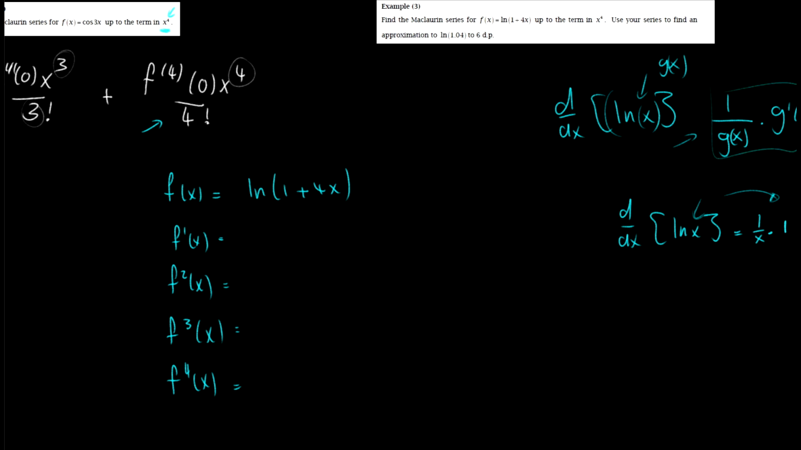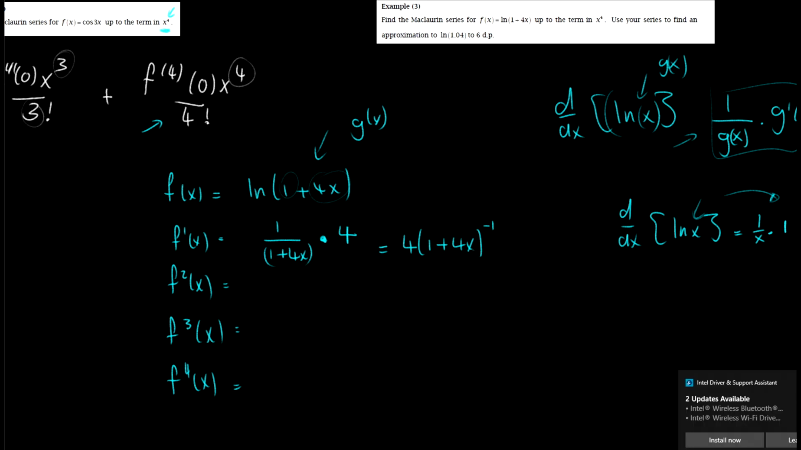So let's do that here. So we know it's 1 over 1 plus 4x, since 1 plus 4x can be thought of as g of x, times the differential of the inside. So the differential of a constant is 0. The differential of an x is 1. So it's just 4. It's very, very easy. Okay. I'm actually going to rewrite this as 1 times (1 plus 4x) to the power of -1, following exponential rules. Now this becomes a lot easier to differentiate.